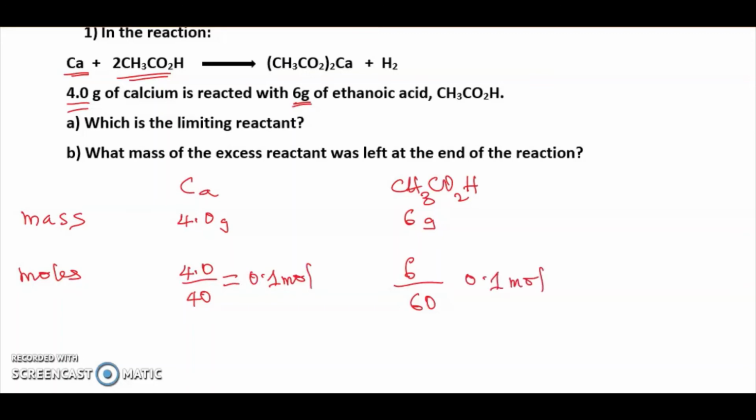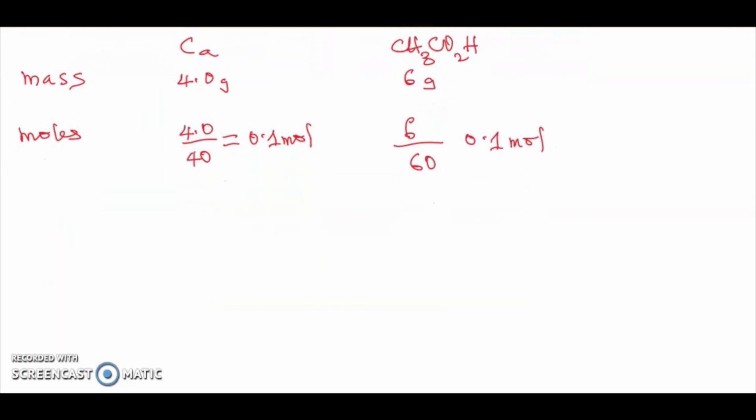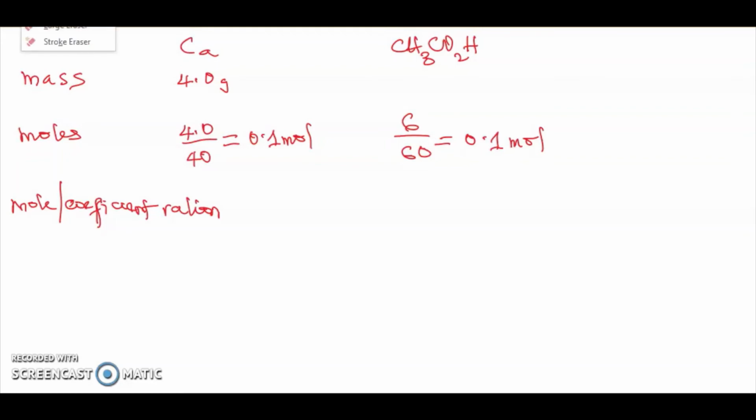Now we need to calculate the mole per coefficients ratio. So the next thing we do is the mole per coefficients ratio. Here we have 6 divided by 60. That is that. So mole per coefficients ratio.